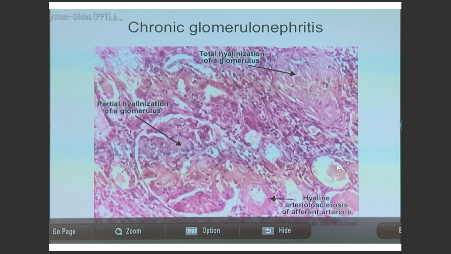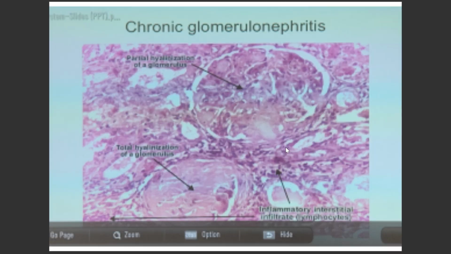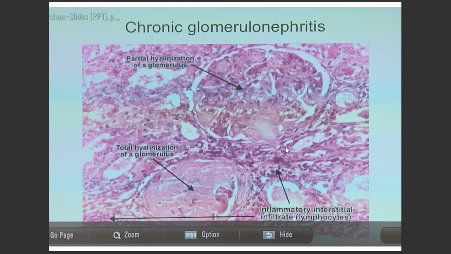And look at my cursor point here. This is called hyaline, and it is deposited in the arterioles and tubules. So this is termed chronic glomerulonephritis. Okay, this is another slide of chronic glomerulonephritis. Chronic glomerulonephritis, that's enough.